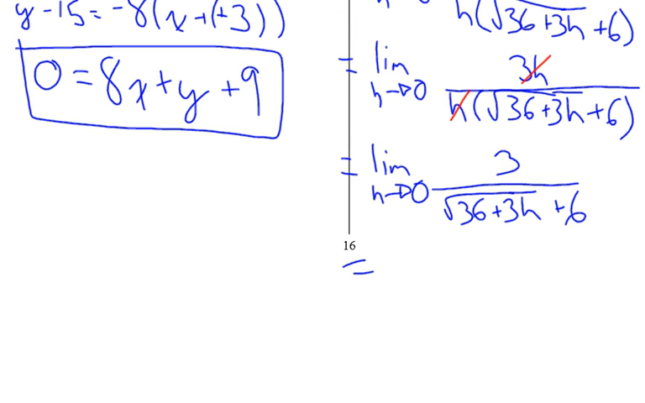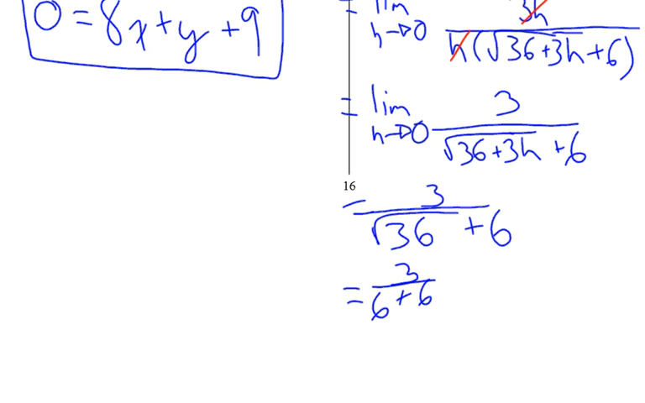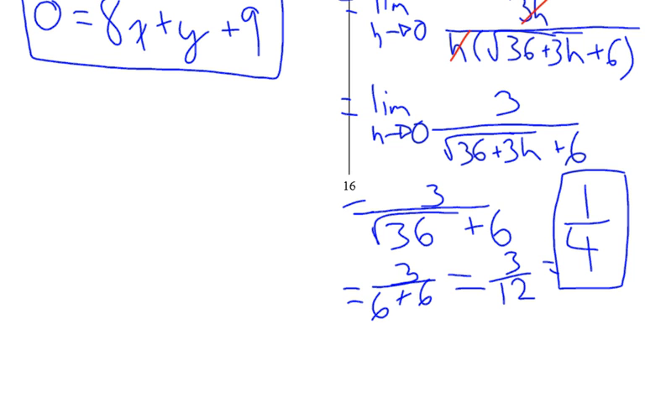Because now that we've gotten rid of this h, it won't just cancel on the bottom. Before, if we put in h, we would get 0 on the bottom and 0 on the top, so we knew we had to keep going a bit. At this point, if we put 0 in, what are we going to get? So, the square root of 36 on the bottom, we're going to get 3 over 6 plus 6 equals 3 over 12 equals 1/4. Okay. So that's our slope.